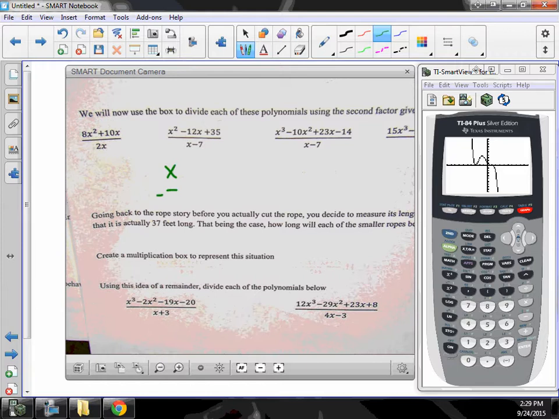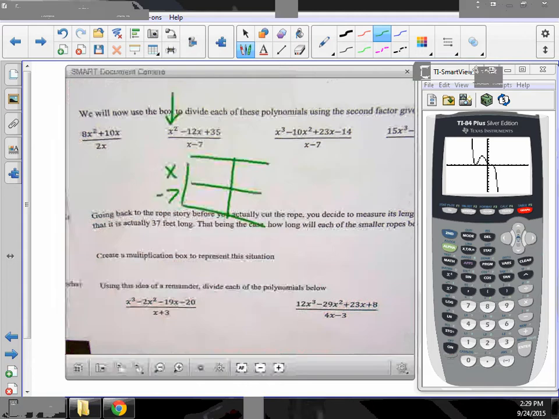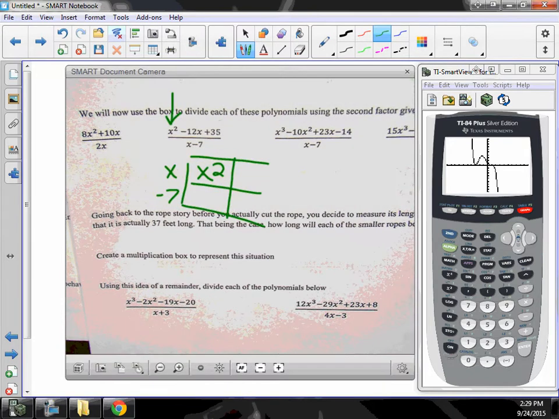I'm going to put x minus 7, and again, I don't know how many columns I need, at least not yet. Okay, now I need to account for the x squared term, and the first term always goes in the top left box, x squared. So if that's an x squared and I divide it by x, what goes on top? x. Now what should I do? Can I fill in any more of the boxes? Which one? The bottom left one.